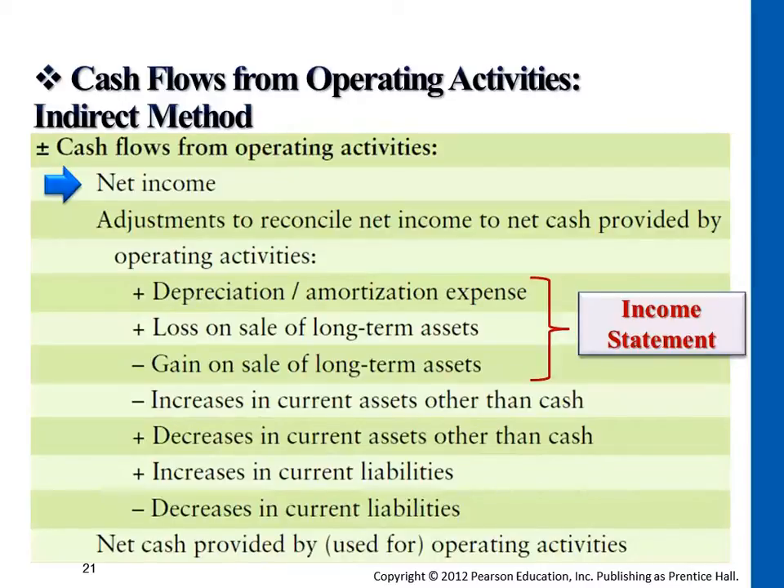Now, the loss on sale of long-term assets, we're adding it back as well. Earlier it was subtracted from net income. We're adding it back just because later on the cash will be represented under investing activities. So we're adding back loss, and subtracting any gain on sale of plant assets. Those two, just because later they will be represented in the second section.